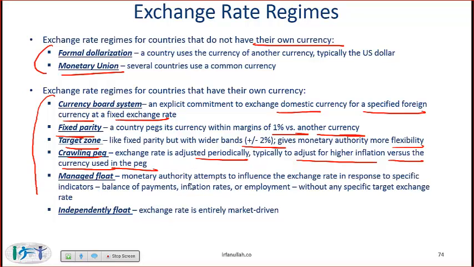Here, the monetary authority attempts to influence the exchange rate in response to specific indicators such as balance of payments, inflation rates, or unemployment, without any specific target exchange rate. And finally, you have an independent float where the exchange rate is entirely market driven. So dollar euro, for example, would be an example of an independent float.